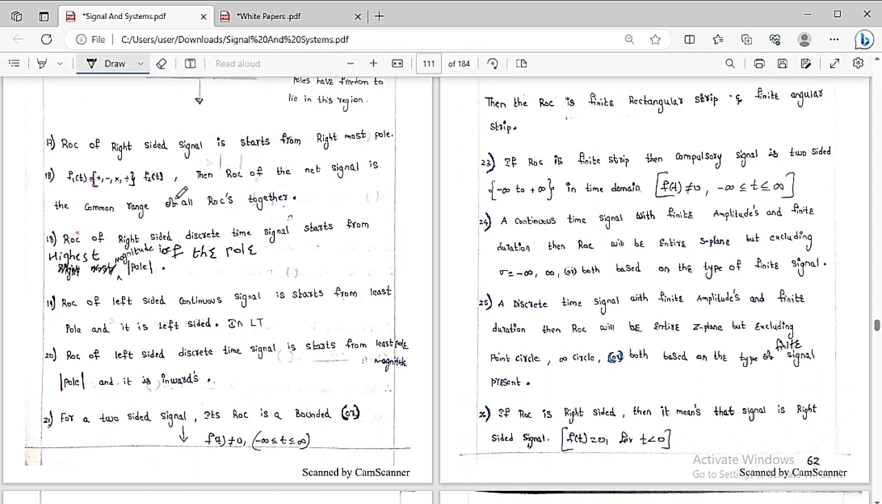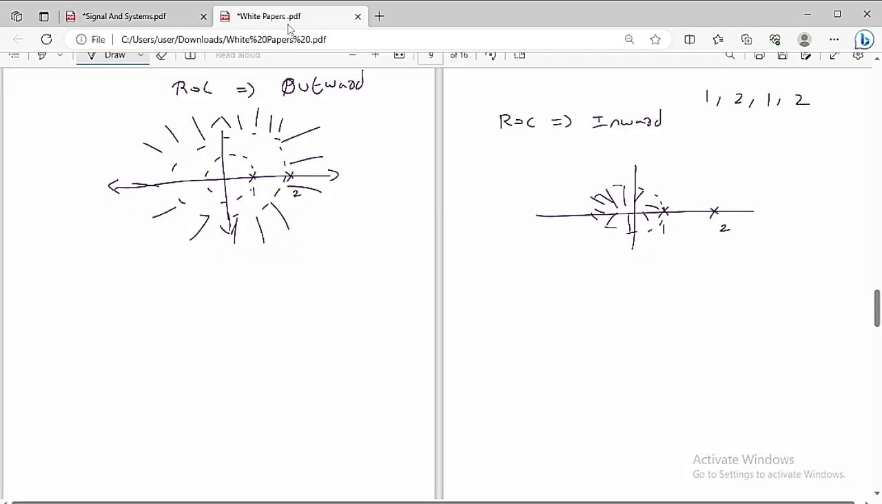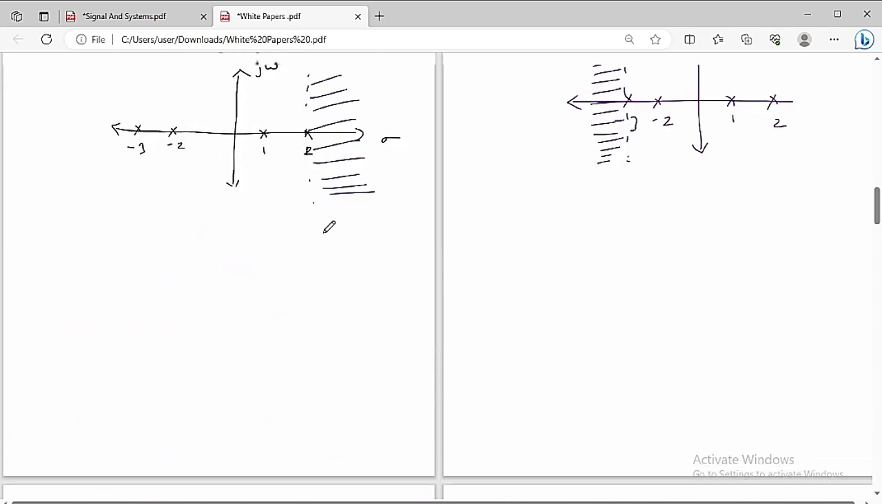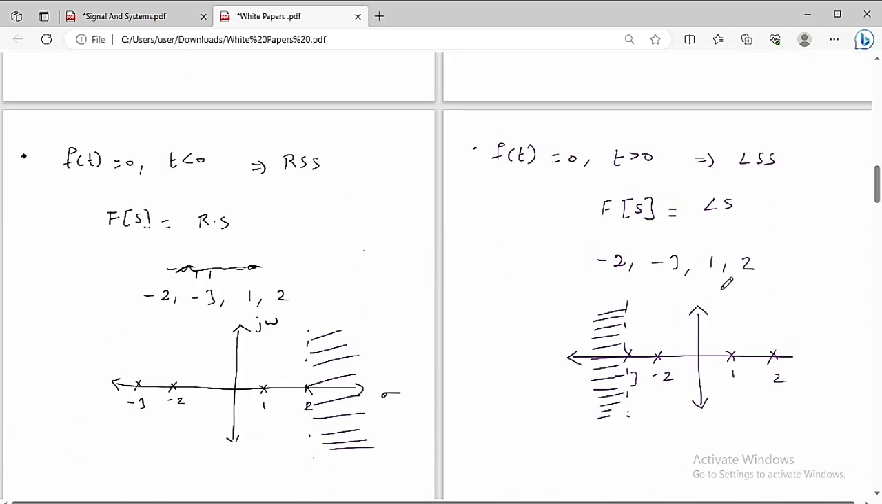So the next point is that the ROC of the left sided continuous time signal starts from the least pole and is to the left in the Laplace transform. I have already told you this point here, right? So when the signal is a left sided continuous time signal, the ROC starts from the least pole, from the leftmost pole, we can say.